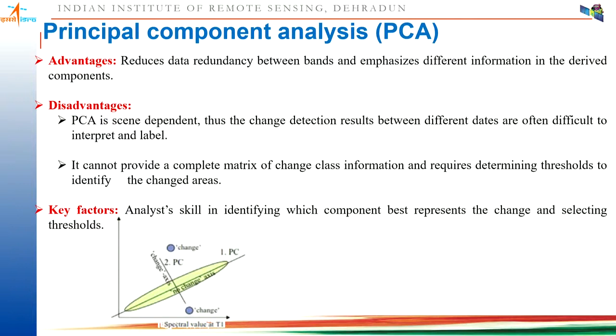So you can see that the advantage of the PCA method is that it reduces redundancy between the bands. PCA is scene dependent. So change detection results between different dates are often difficult to interpret and label. So it cannot provide a complete matrix of change detection. So the key factor is how the analyst is identifying what change is happening.